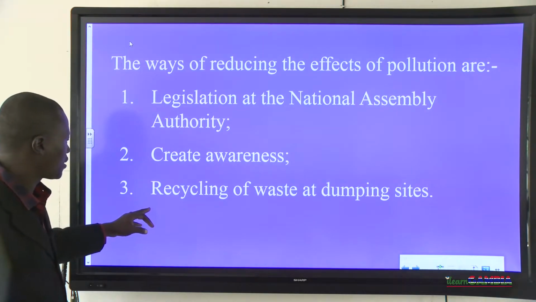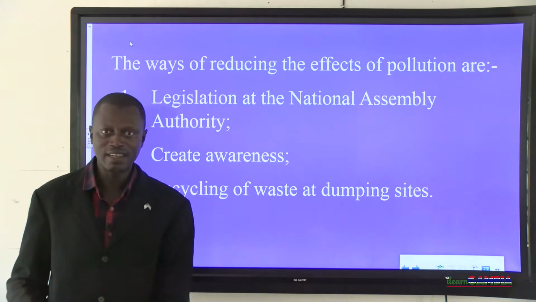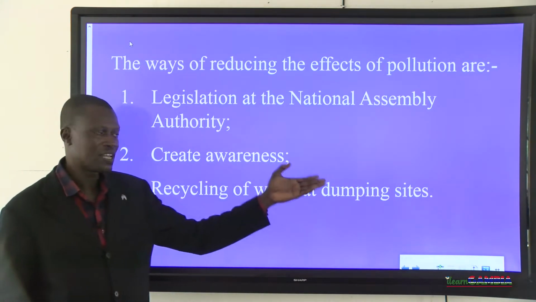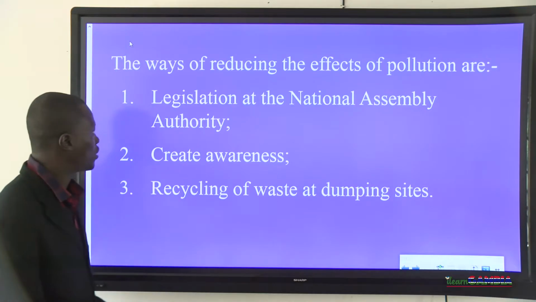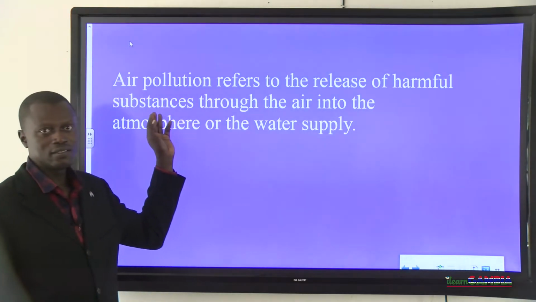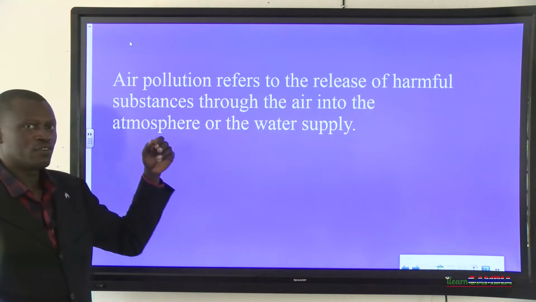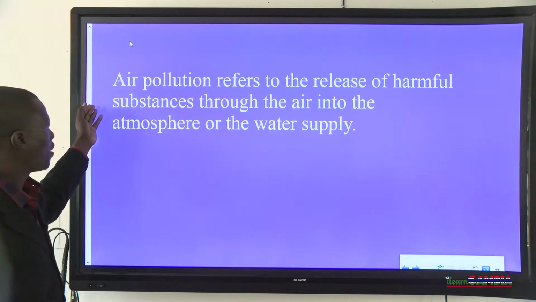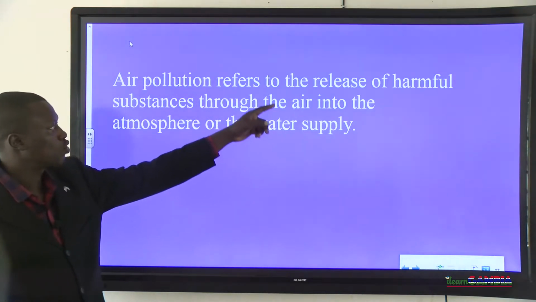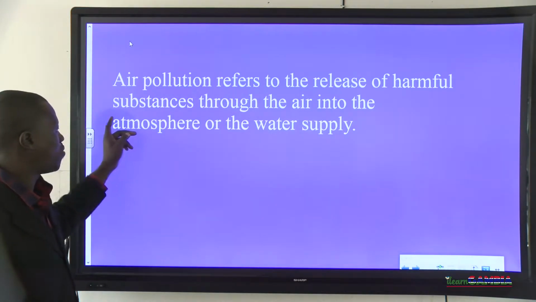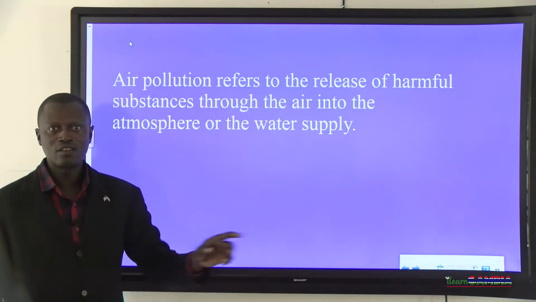The next way is recycling of waste at dump sites. You remember I made mention of that. Recycling of waste at dump sites is among the ways of reducing the effects of this pollution. Now, among the types of pollution is air pollution. Now, what is meant by the phrase air pollution? Air pollution refers to the release of harmful substances through the air into the atmosphere or the water supply.